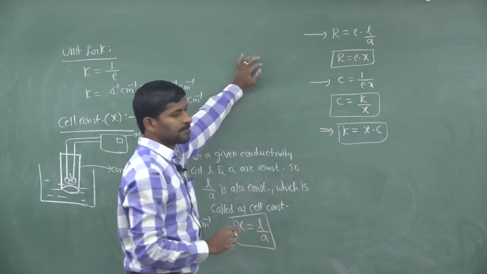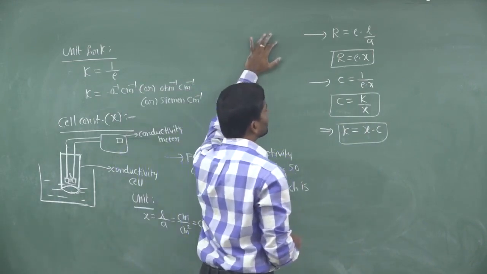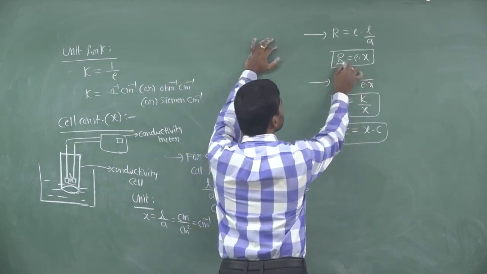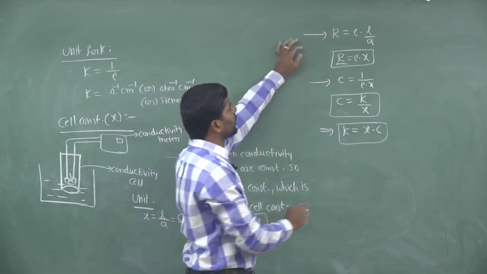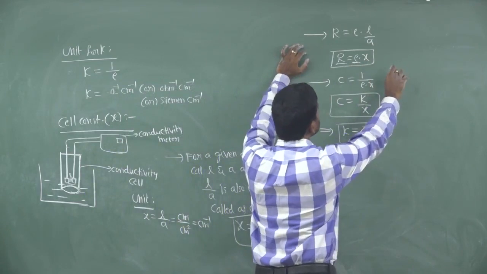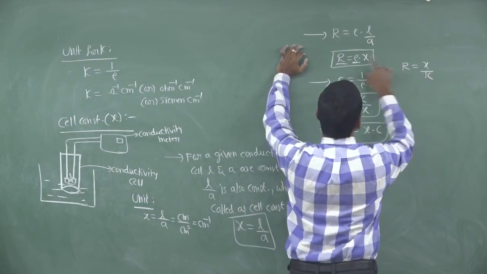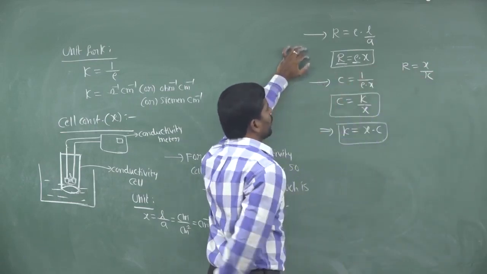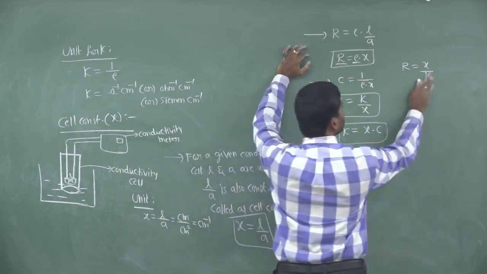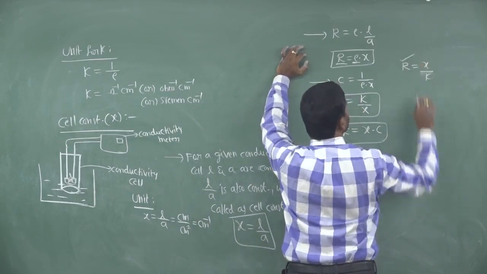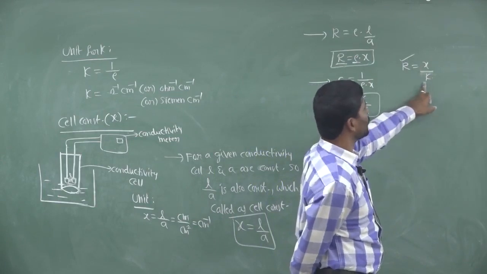Next, how to calculate resistivity? If you see resistivity, R is equal to what we get? X by K. 1 by rho is K, so rho is nothing but 1 by K. So R is equal to X by K. So resistance we can calculate experimentally by taking a solution whose conductivity is already known.